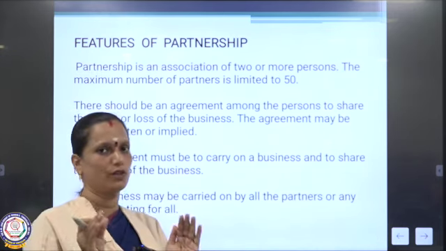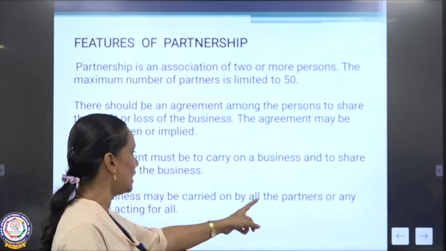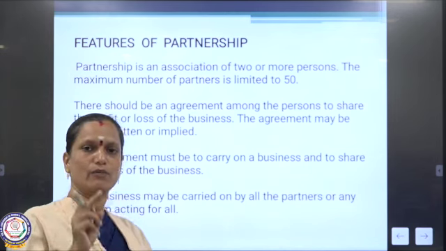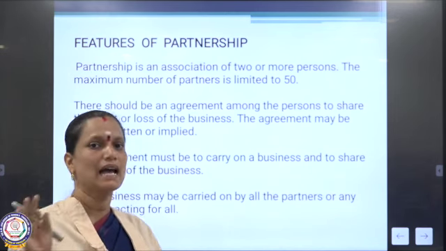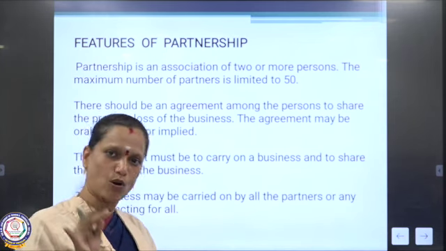How to share the profit of the business? The business may be carried on by all, or by any of them acting for all. Already I said any one partner will carry on the business and the others will be sleeping partners, otherwise all of them will act for all, okay.